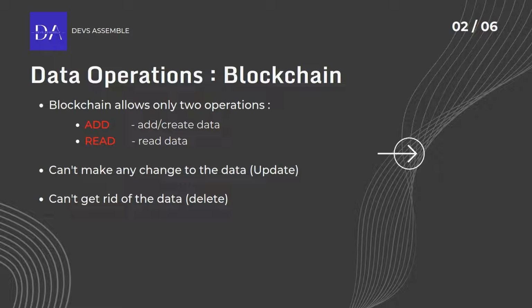Wait, what about update and delete? Sorry, we can't do it in blockchain. Once you add the data in a blockchain, it is always going to be there and you cannot change it and you can't get rid of it. So what happens if you add data and you realize that your data has changed? It could be an error or it could just be that the data has been updated. What that means is that you have to add the data again to the very end of the blockchain.